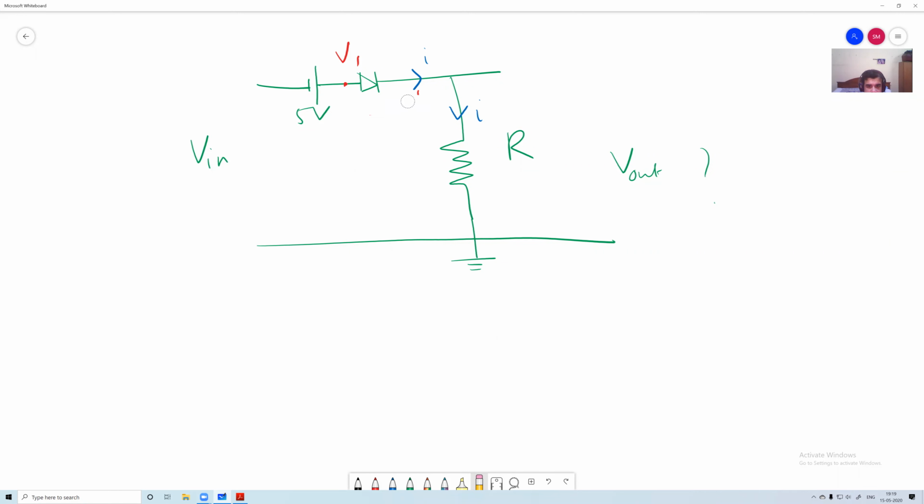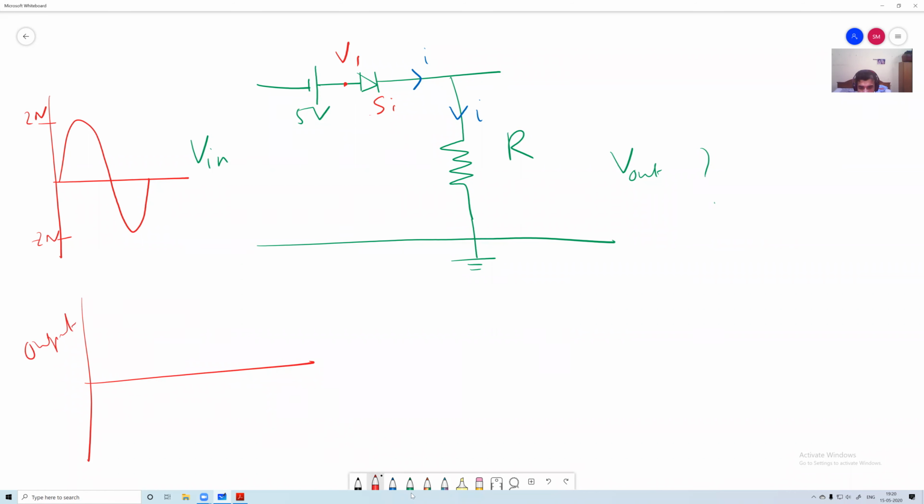Everything is the same. The only thing that is not the same is that now the diode is real. Input stays the same. This is 20 volt. This is minus 20 volt. What will be the output?